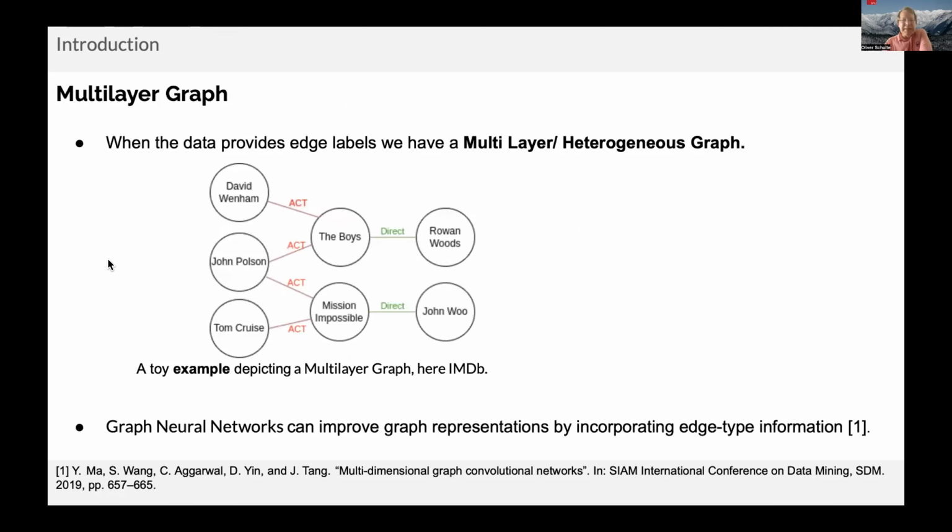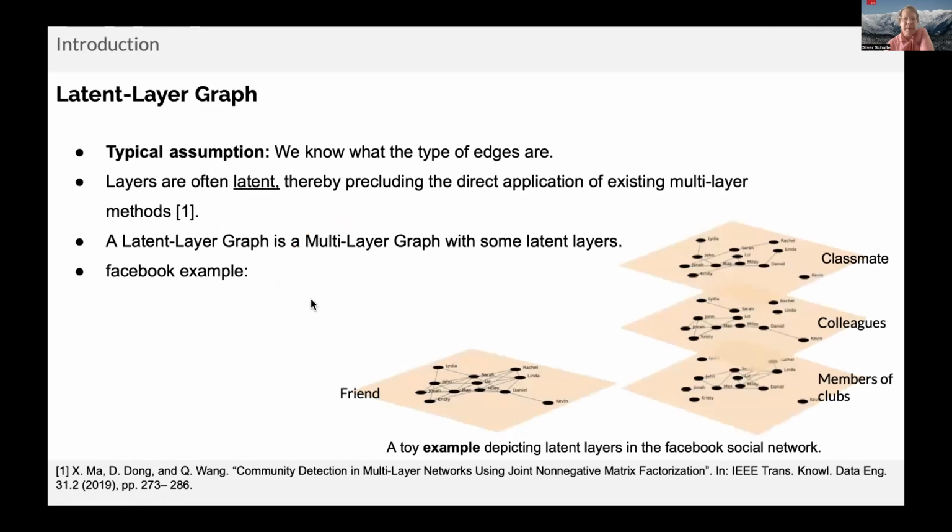Here's an example of a heterogeneous graph where you see different types of links, acting, directing. We usually use the term multi-layer graph. It's known that you can and should use edge labels to improve graph representation learning, and I'm giving one reference below here. Often this takes place in the setting of knowledge graphs. So we are looking at latent layers.